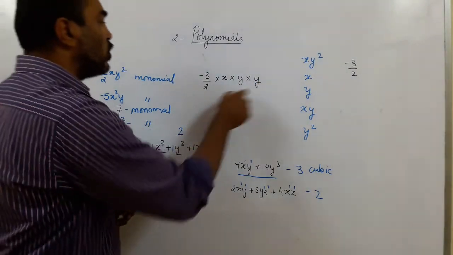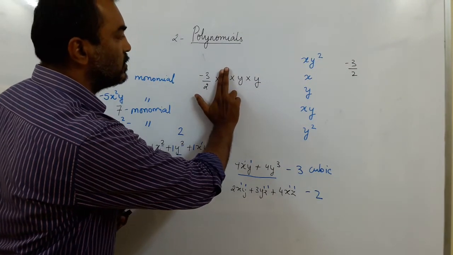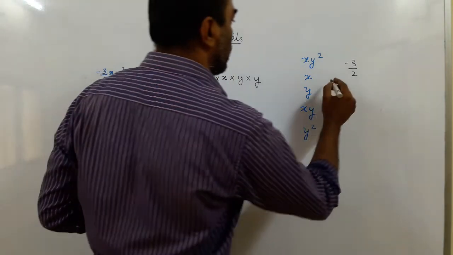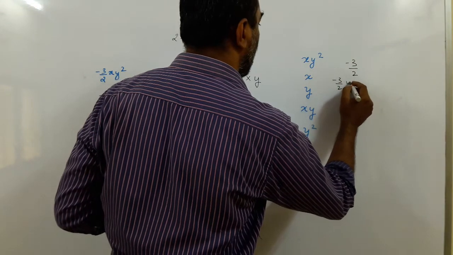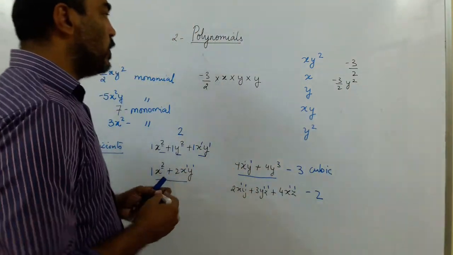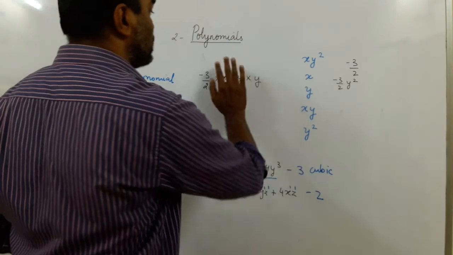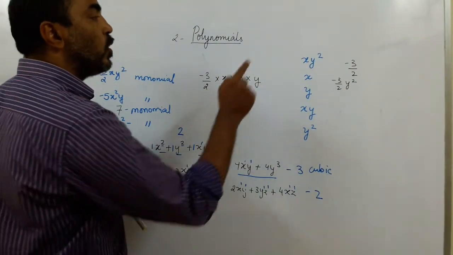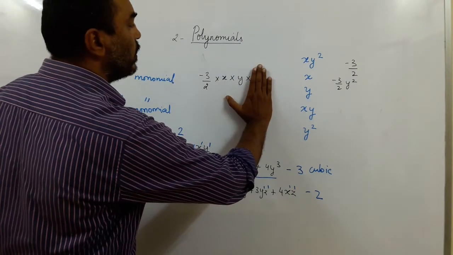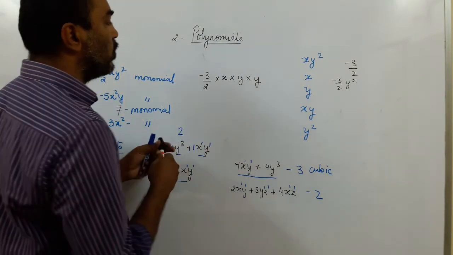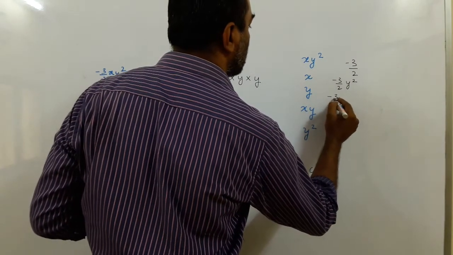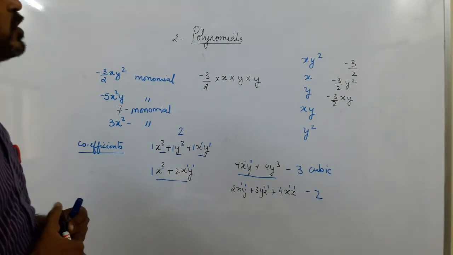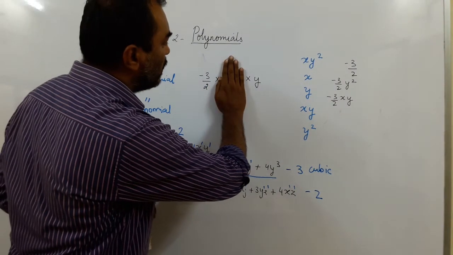Now what is the coefficient of x here? So remove the x. What remains? So you get minus 3 by 2 y square. Why? Because the coefficient of xy square is minus 3 by 2, and the coefficient of x is minus 3 by 2 y square. What is the coefficient of y? Remove the y. What remains? So the coefficient of y is minus 3 by 2 xy. Now what is the coefficient of xy? So take out the xy, what remains?